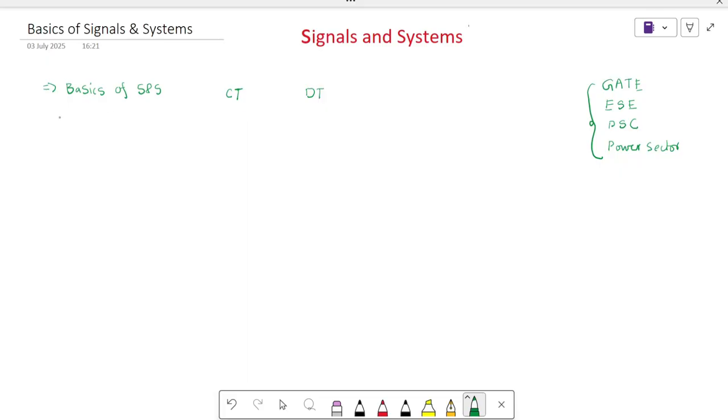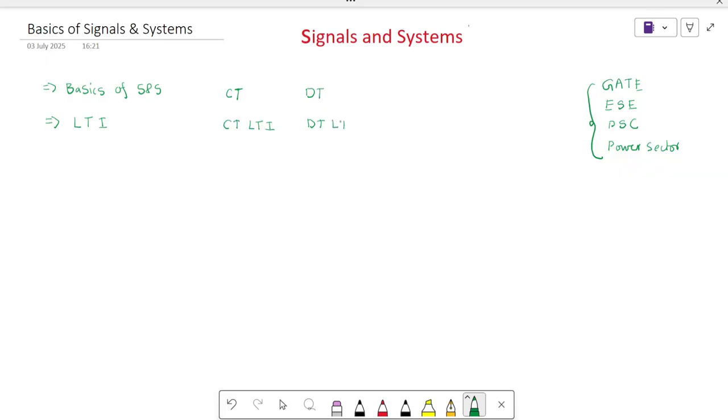Then in the next chapter, we will go for discussing the LTI system. LTI means a system that follows the linearity and time invariance properties; such a system is said to be an LTI system. So in this chapter, we will discuss the continuous time LTI system as well as the discrete time LTI system.